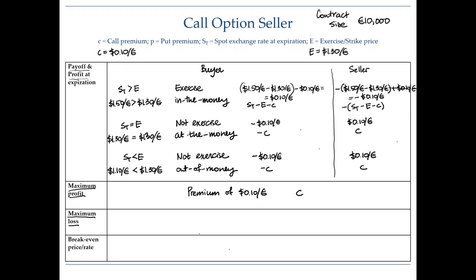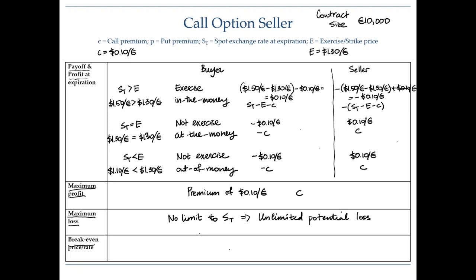Well, as we said before in the case of the call option buyer, there is no limit. There's no upper limit to how high the future spot rate can go. So what that means is there's no upper limit to how much money the buyer can make, which also means there's no upper limit to how much money the seller can lose. So there's unlimited potential loss for the seller.